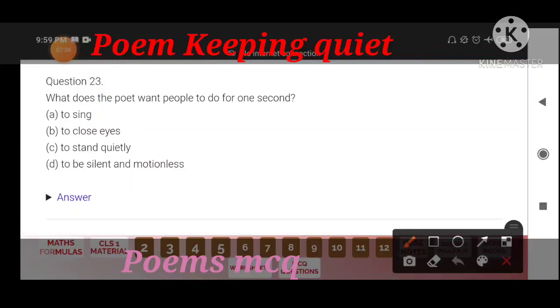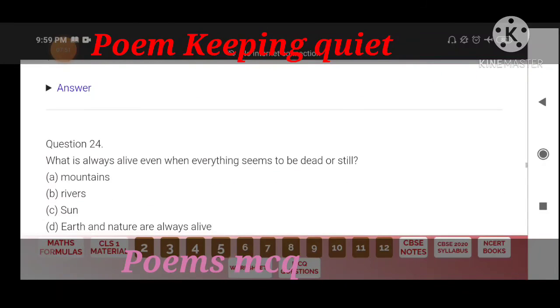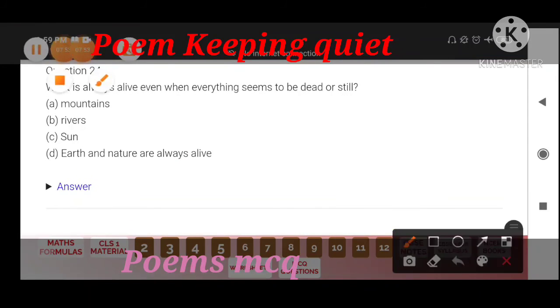What does the poet want people to do for a second? To sing, to close eyes, to stand quietly, and to be silent and motionless. So the answer is to be silent and motionless. What is always alive even when everything seems to be dead or still?